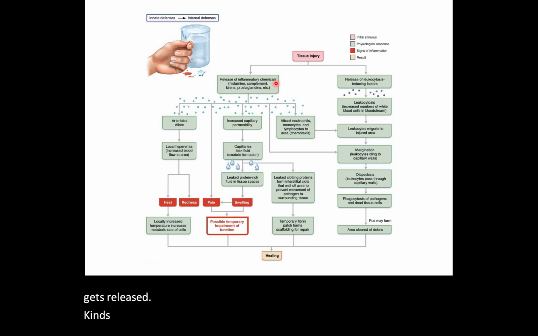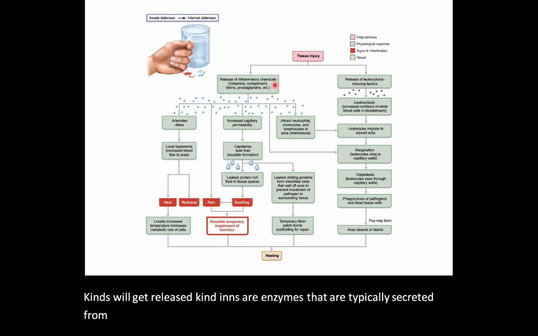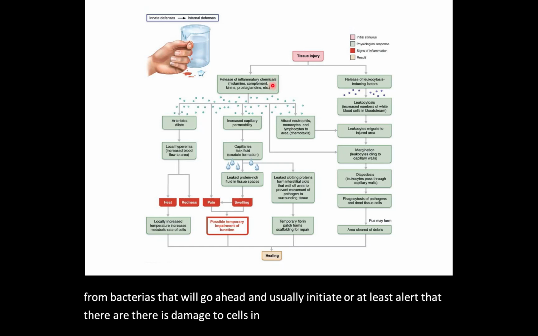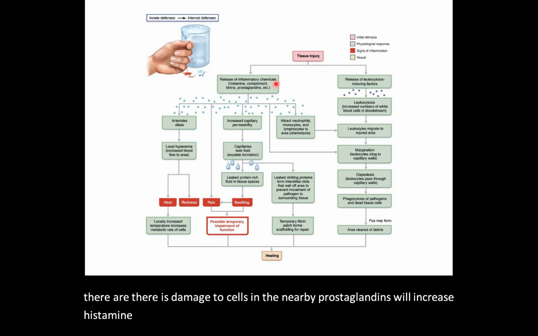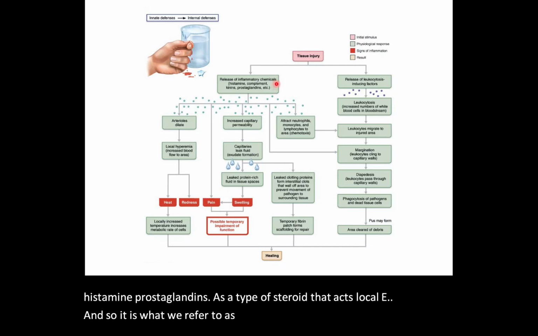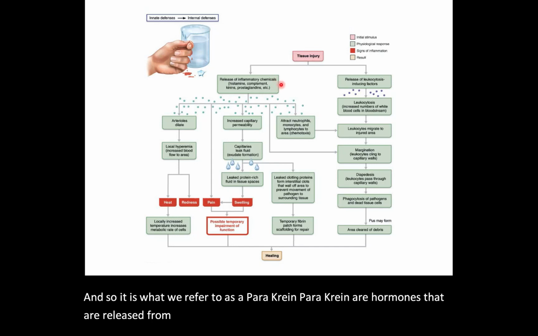Kinins will get released. Kinins are enzymes that are typically secreted from bacteria that will usually initiate, or at least alert, that there is damage to cells nearby. Prostaglandins. Prostaglandins will increase histamine. Prostaglandin is a type of steroid that acts locally, and so it is what we refer to as a paracrine. Right? Paracrines are hormones that are released from a cell and stay locally to affect cells within the given area.